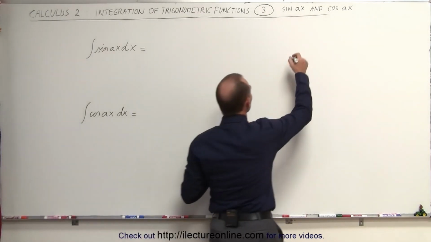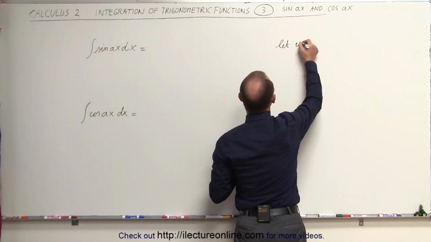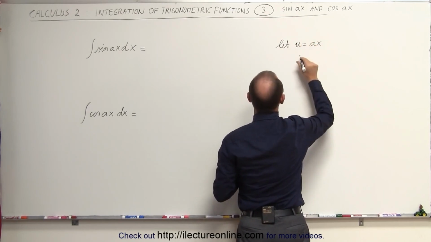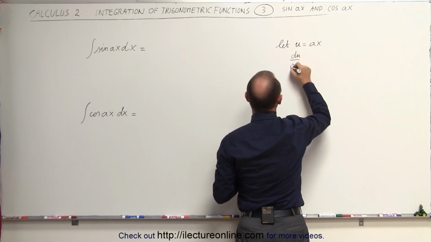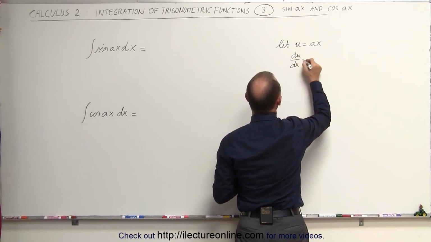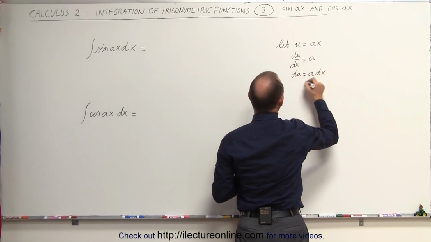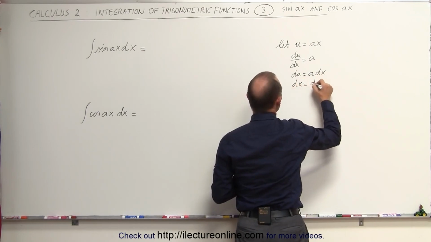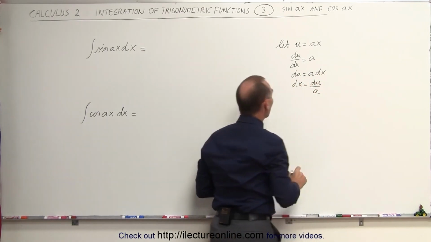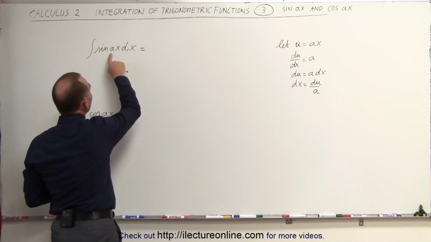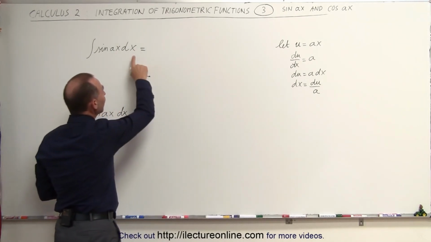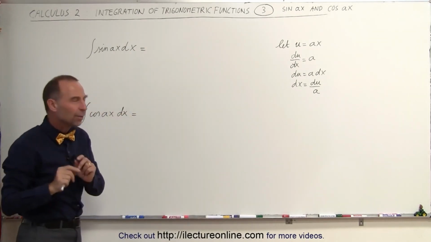What we're going to do here is we're going to say let u equals a times x. That means that du dx, if we take the derivative of that with respect to x, we get a. That means du equals a times dx, or dx is equal to du divided by a. So what we're going to do is replace ax by u and dx by du divided by a and see what we get.